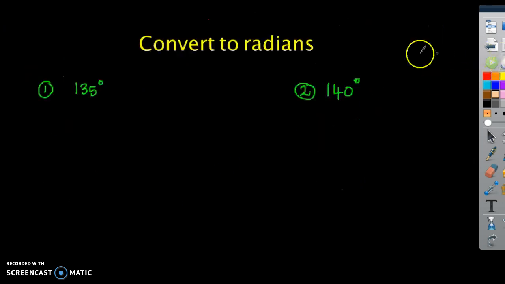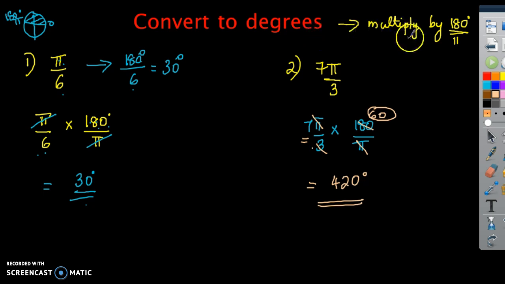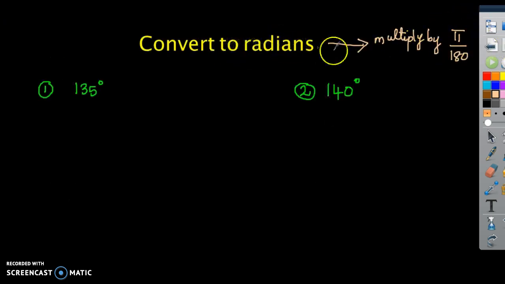Next, how can we convert to radians? If the angle is given in degrees, how can we change it to radians? What we do here is we multiply by pi over 180. Because when we convert to degrees, we multiply by 180 over pi. We just flip this fraction to convert to radians. Instead of 180 over pi, we multiply by pi over 180.